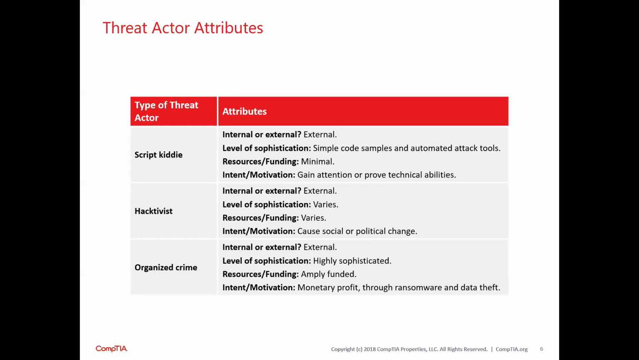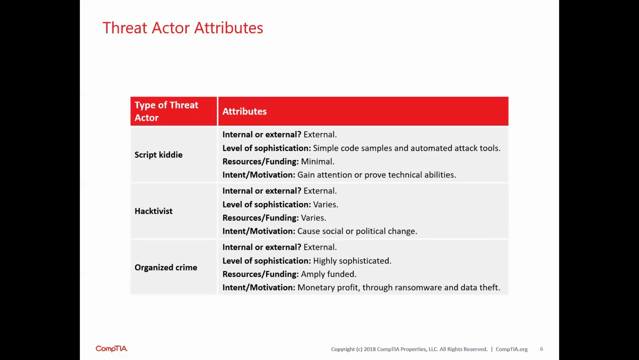So, threat actor attributes. We have script kiddies, for example. These are just to give you an explanation about whether it's an internal or external threat, the level of sophistication, resources or funding, as well as the intent. For example, script kiddies are an external threat, with a simple level of sophistication, using automated tools, very minimal resources or funding, and the intent or motivation is to gain attention or prove technical abilities.